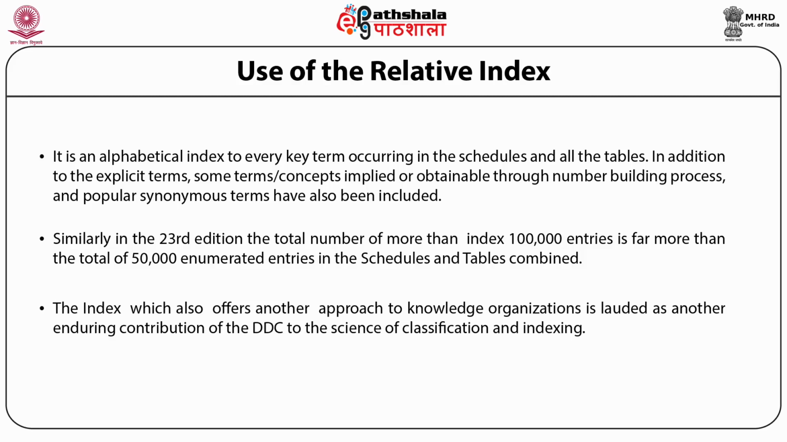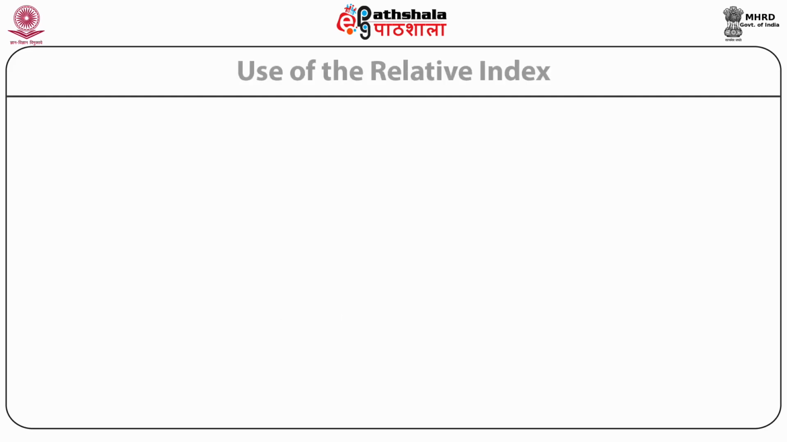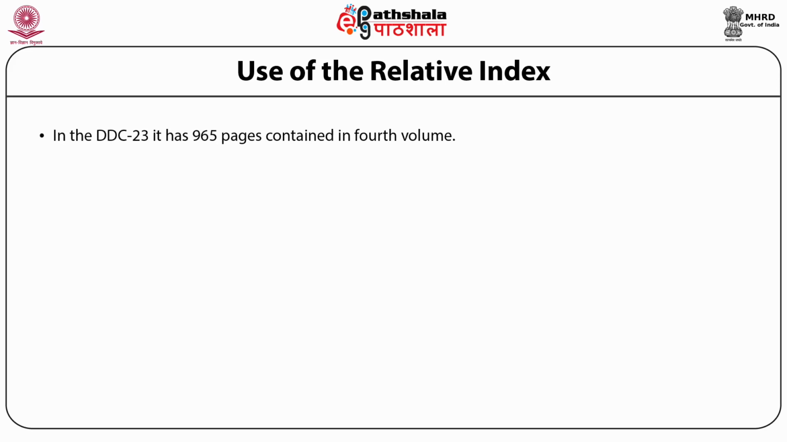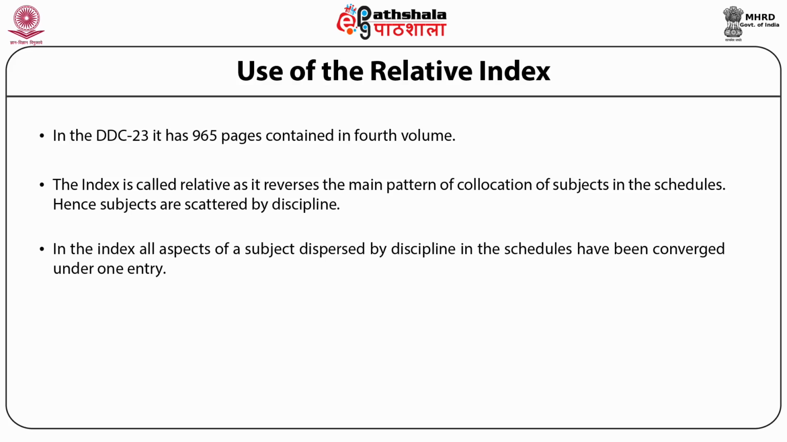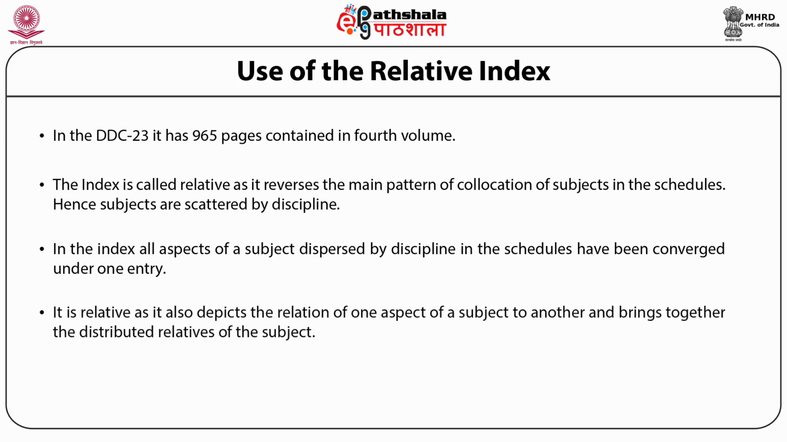It may also be noted that in the electronic Dewey, or WebDewey, the index has many more features than the index in the print edition. Use of the relative index. In the DDC 23rd, the index has 965 pages contained in the 4th volume. The index is called relative as it reverses the main pattern of collocation of subjects in the schedules. Hence, subjects are scattered by discipline in the schedule, but they are brought together in the index. In the index, all aspects of a subject dispersed by discipline in the schedules have been converged under one entry. So it means that it provides another approach to knowledge organization.